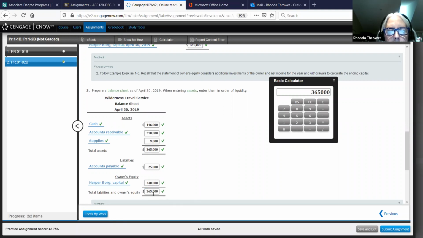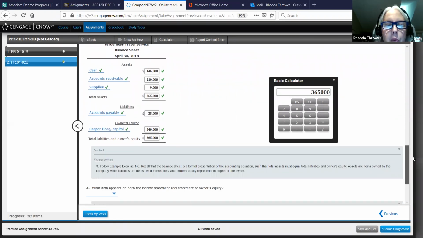So the total liabilities and owner's equity has to balance with the total of the assets. That's why they call this a balance sheet. A balance sheet is nothing more than your accounting equation at the end of the accounting period. So isn't it funny that when we analyze transactions, we start with the accounting equation and we end up with the accounting equation at the end of the period too. It's almost like we're coming full circle.